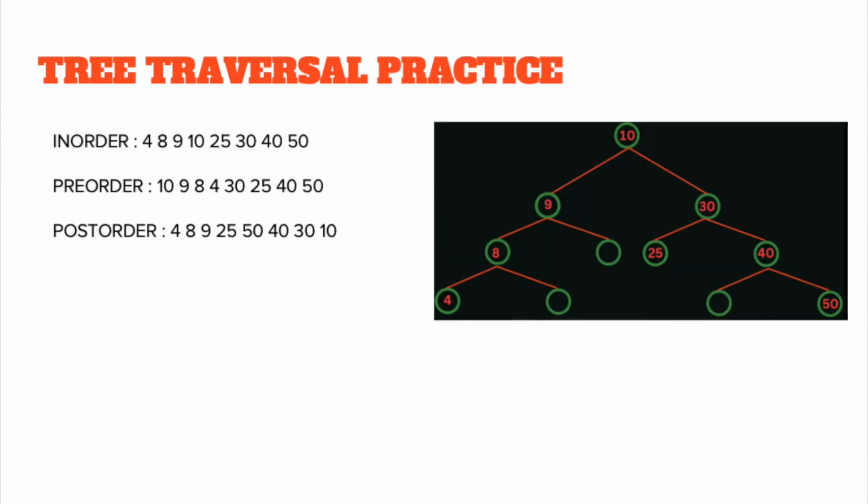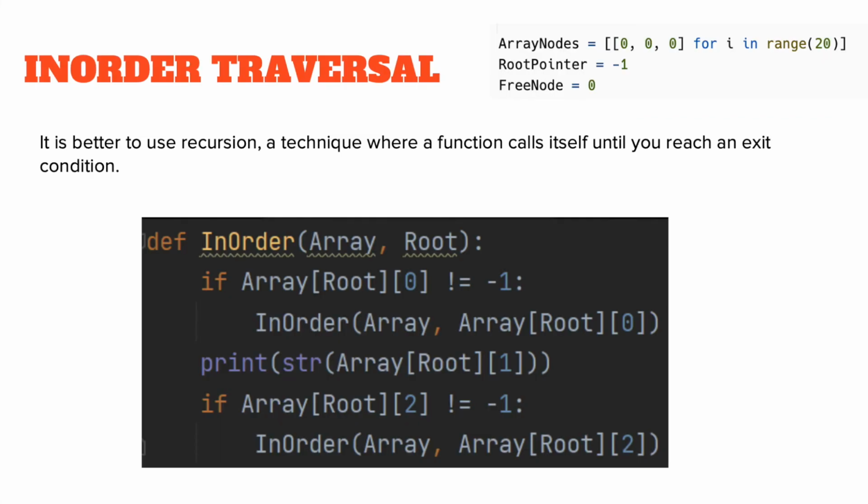So based on in-order, you should have had 4, 8, 9, 10, 25, 30, 40, and 50. Based on pre-order, you should have had 10, 9, 8, 4, 30, 25, 40, and 50. And post-order, you should have had 4, 8, 9, 25, 50, 40, 30, and 10. If you managed to work out the traversal patterns and you got the same sequence of numbers, fantastic. If you didn't, rewind back, look at the sequence, and then work out how we arrived at these sets of numbers. So how do we code these traversals?